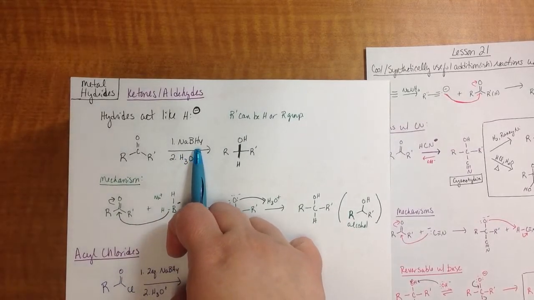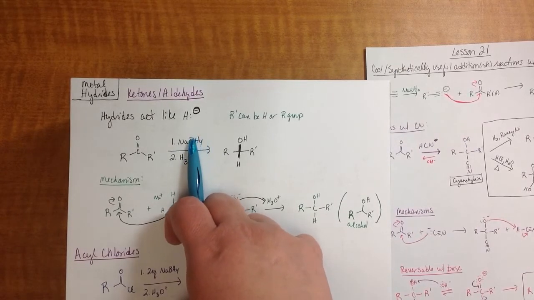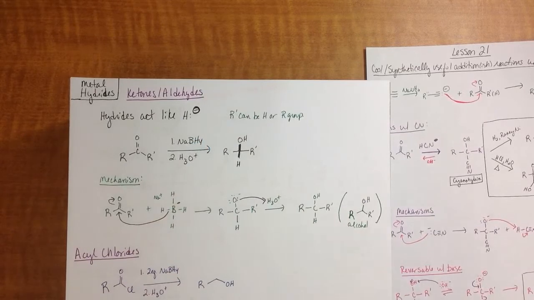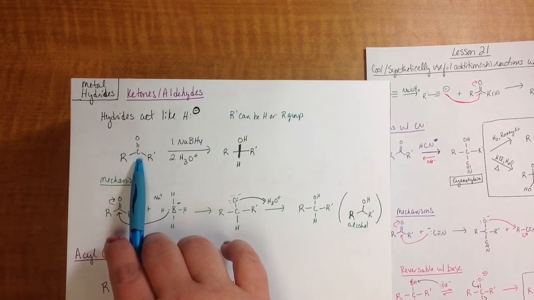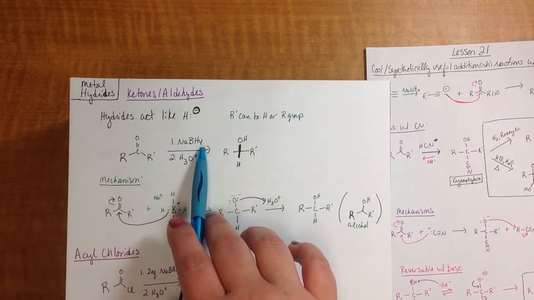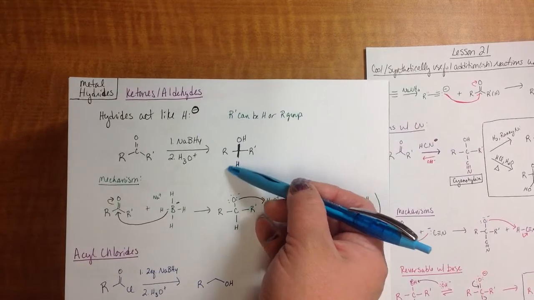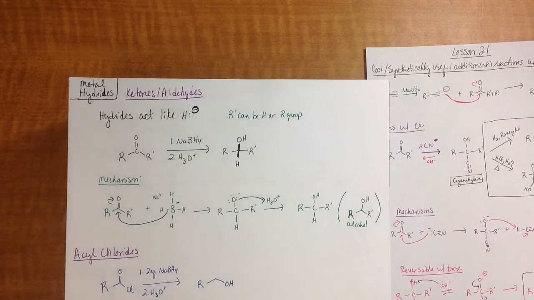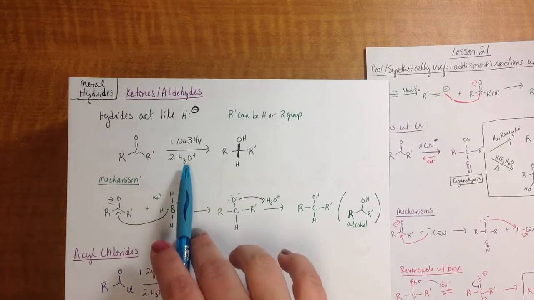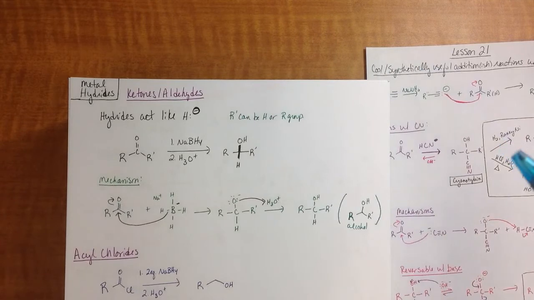NaBH4 is a very common metal hydride. Na is positively charged, which means that the BH4 in total has a negative charge. When reacting with an aldehyde or ketone, NaBH4 will give you an OH. Actually, this hydrogen right here is what it's specifically adding. When you add acid later is when this hydrogen appears.